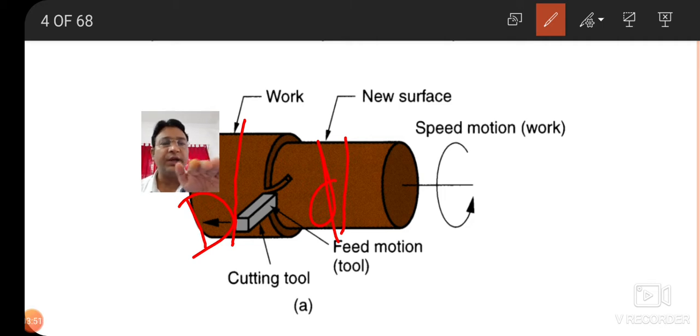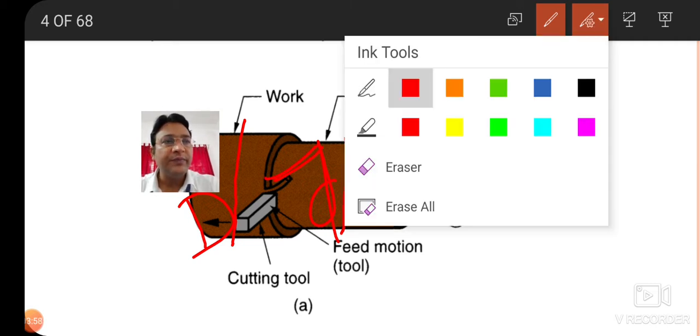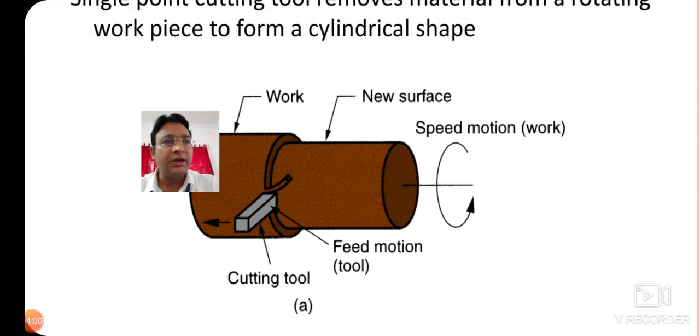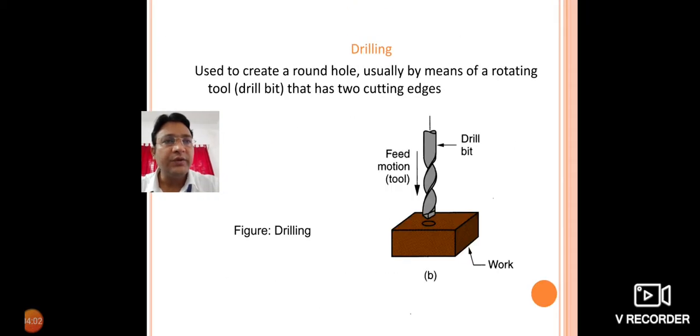The cutting tool is moved against that particular rotating workpiece, and thus the material is being removed. And here you can see the chips are being removed like this. So this is the first operation, that is turning. Now the next one is drilling.